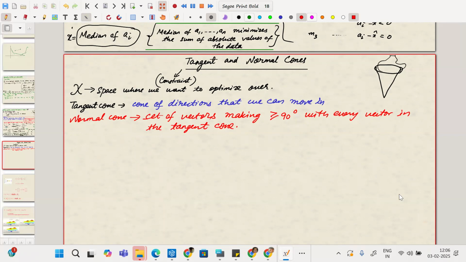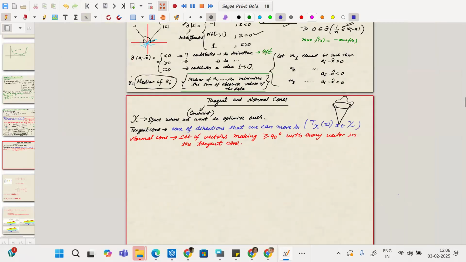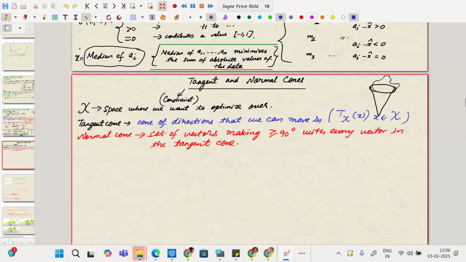So tangent cone, if I want to denote the tangent cone, I will denote it as T on the space X where you want to optimize. And at which point you want to have the tangent cone on that space, that is x, where x belongs to that space. Got the idea? I hope it is clear. You understood the notation. T is for tangent cone, on the space X, at a point x. You cannot have it throughout, so at a point, that is a small x.